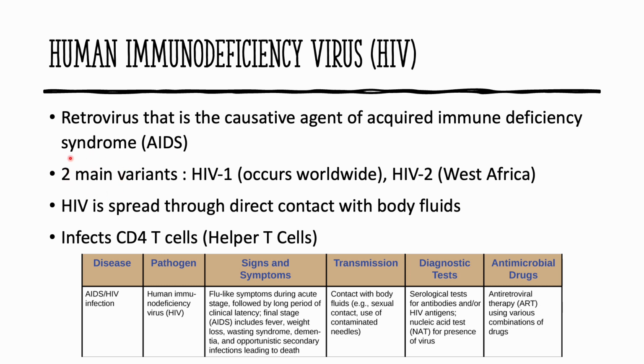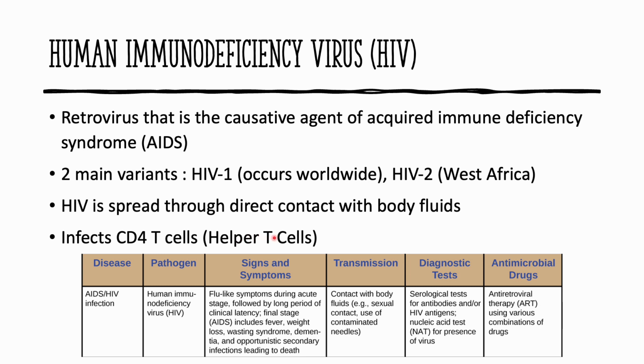So there are two variants of HIV. There's HIV-1, and this is the worldwide or global HIV virus. And then HIV-2 is predominantly in West Africa, and it actually has a lower mortality rate, but is more easily transmissible. HIV is spread through direct contact with body fluids, so that would be sexual contact, use of contaminated needles, and so on. And then this specific virus is going to infect CD4 T cells, so your helper T cells.